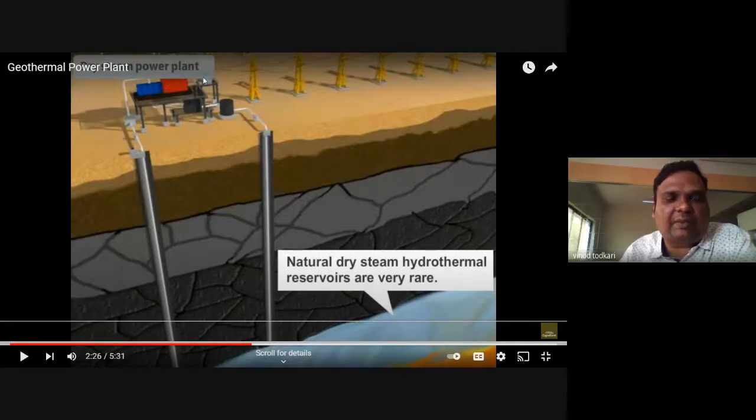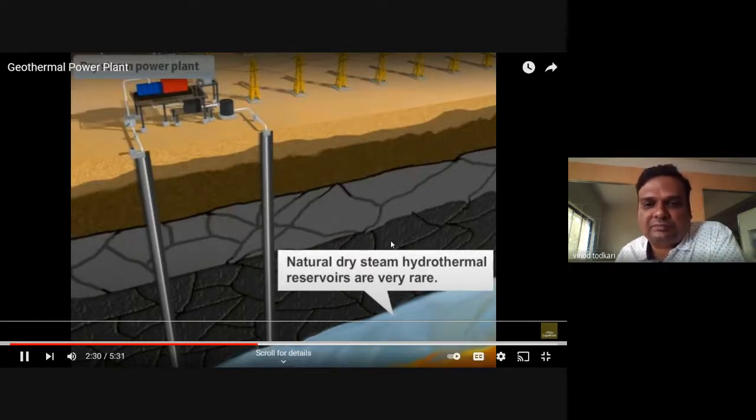So this is a dry steam power plant, where the temperature of steam which is piped through the production well is above 150 degrees Celsius. So this steam is directly given to the steam turbine, right? Then given to the generator, the turbine is coupled to the generator, right? Natural dry steam hydrothermal reservoirs are very rare.